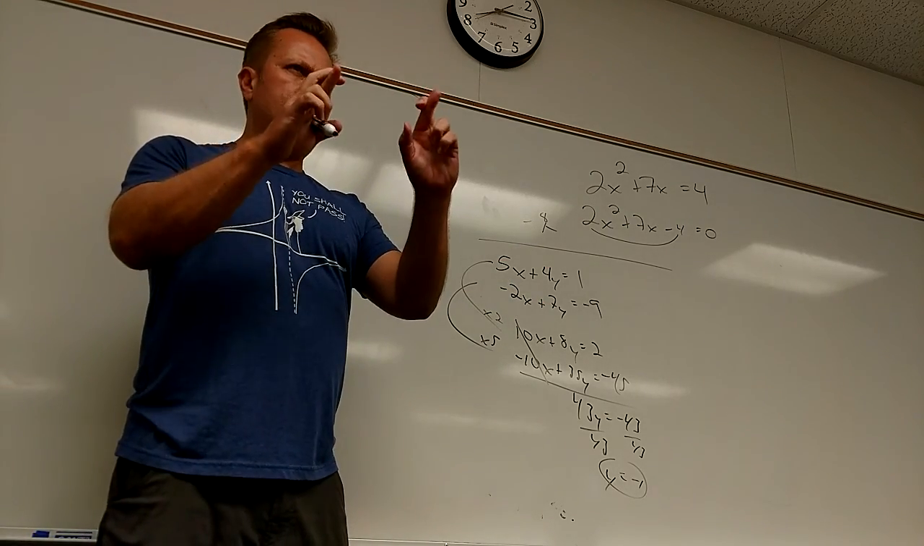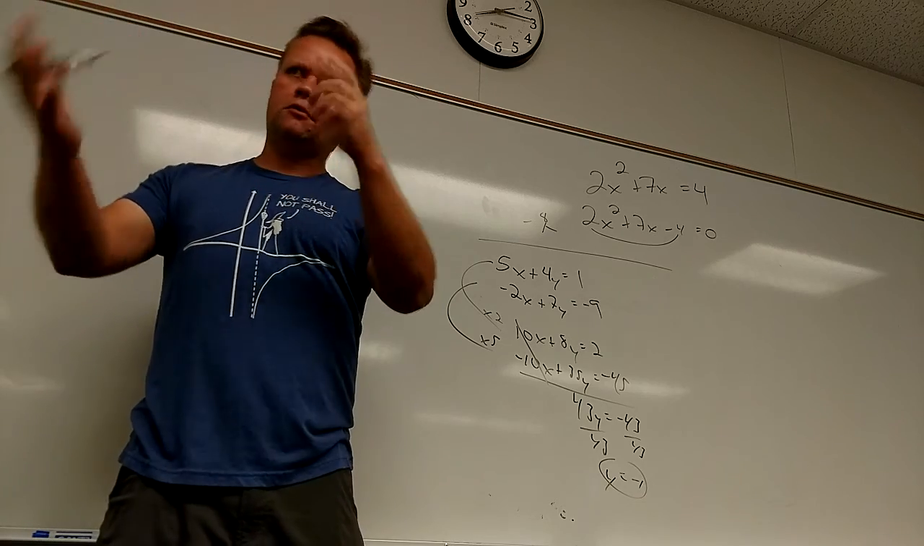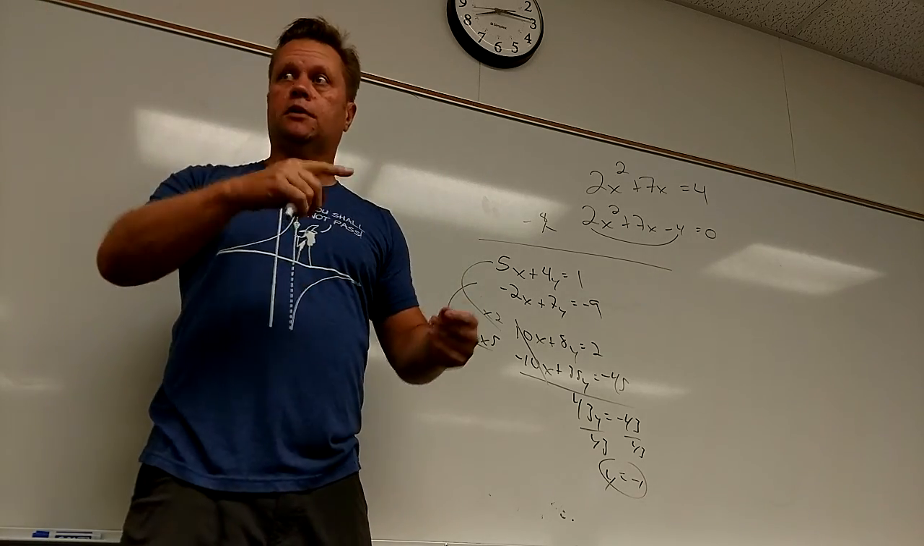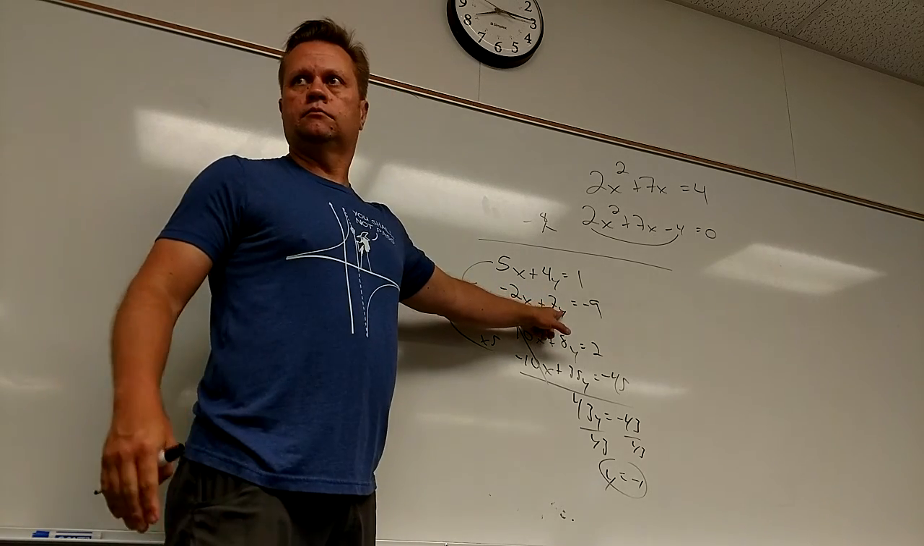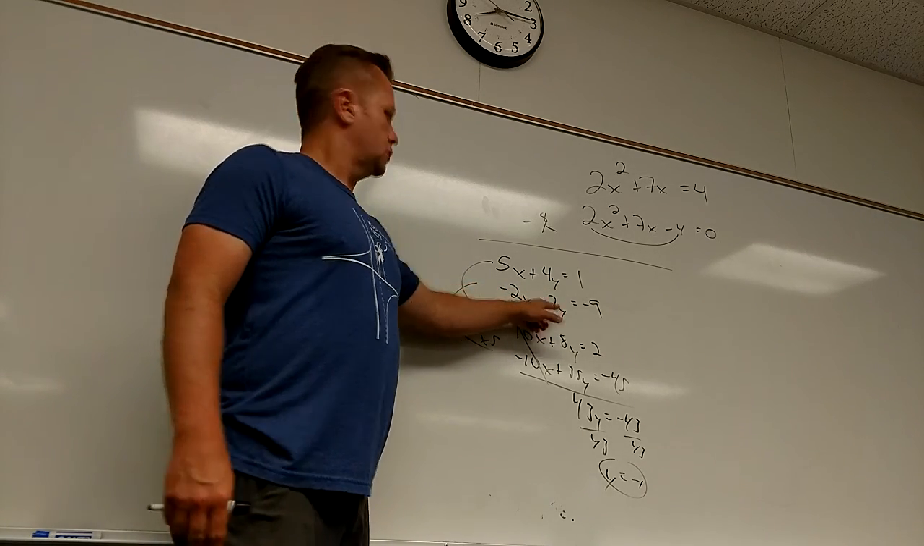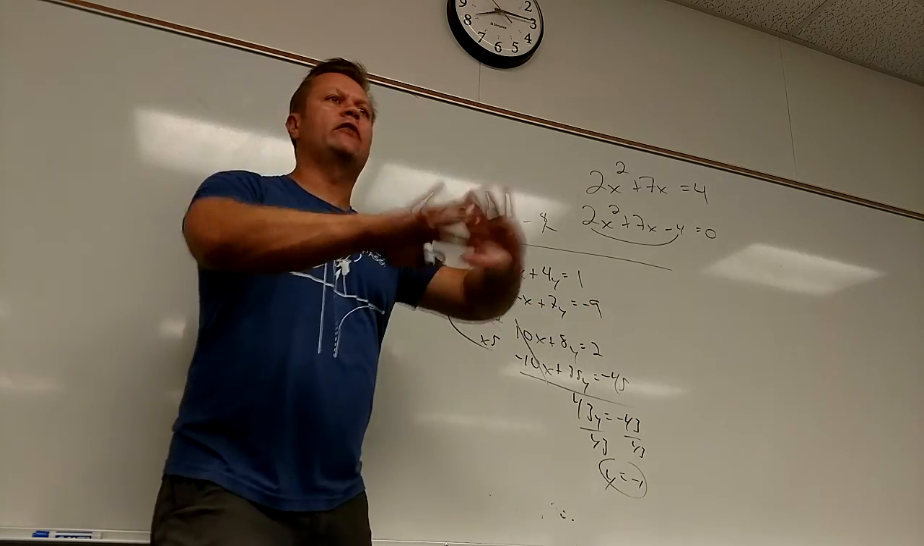Is that decent? Do you guys see that? So that's a good question. How do you pick which one if I give you a choice? Well, there's the big kicker. If that 7 wasn't there, I could do either way. You could do substitution because then I could just add 2x and I don't make fractions.